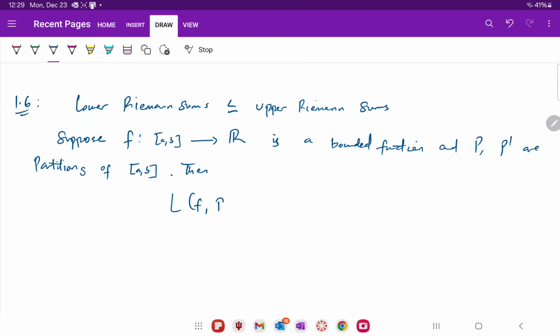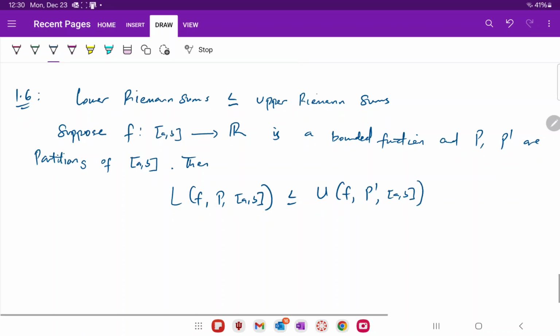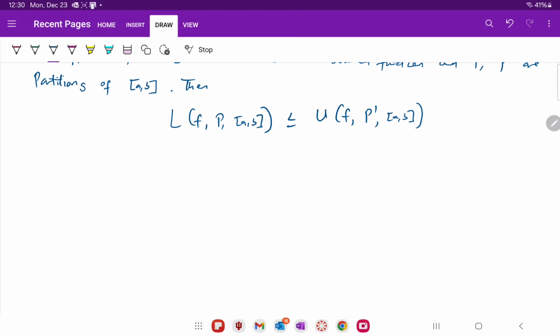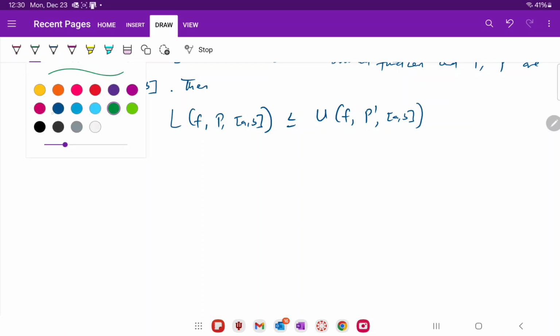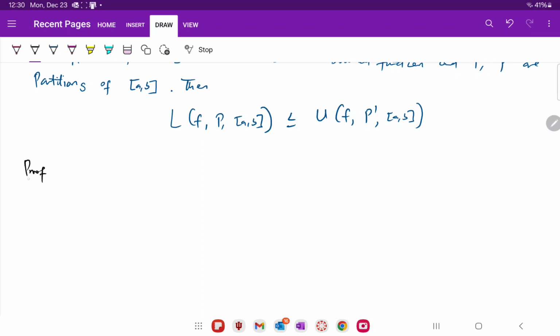Now the lower Riemann sum L(f,P,[a,b]) is less than or equal to the upper Riemann sum U(f,P',[a,b]). So let's show the proof of this also. Proof. Let's define a new partition P'' of [a,b], and this partition is obtained by taking the union, or merging, the two partitions together.